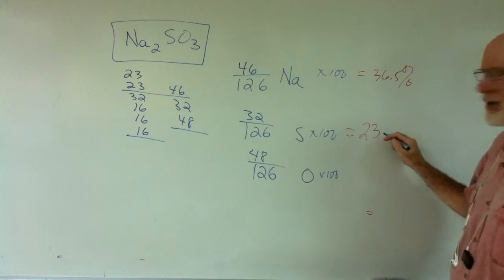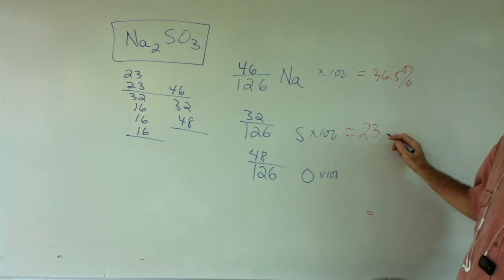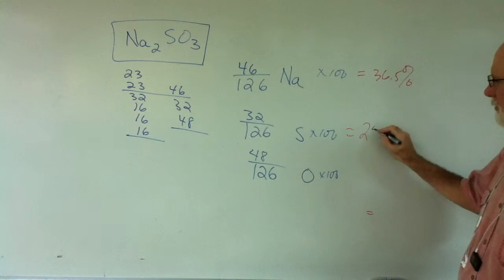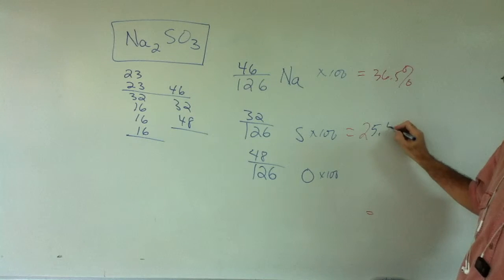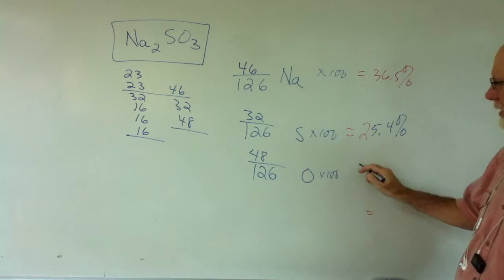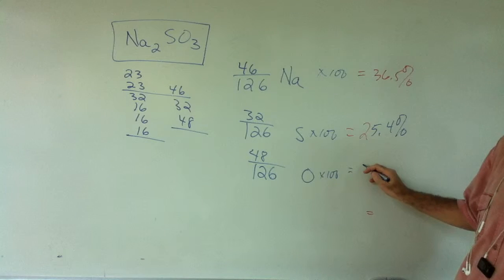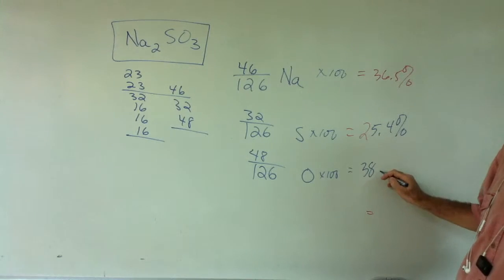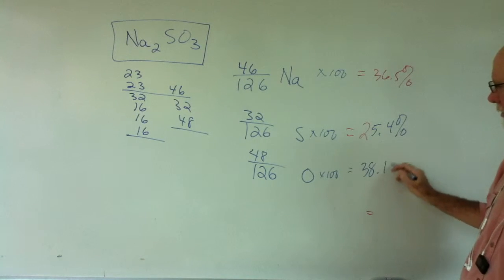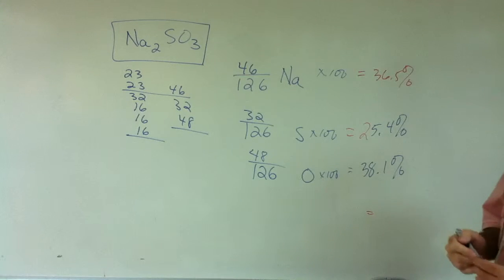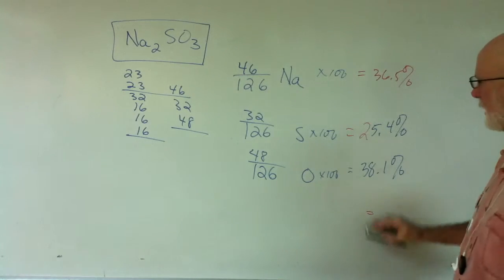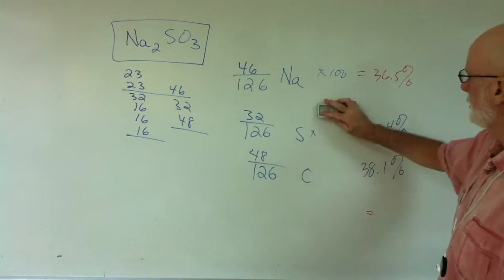Now, this is going to be 23 point what? 25.4. 25.4? And this is going to be 38. What is it? 38.1. 38.1. Okay, are we okay with that? Yeah. All right, yes? Okay. So let's erase this.